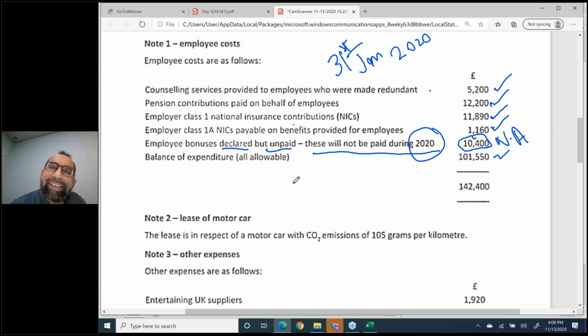But my dear students, if CO2 is less than 110, then no punishment, just ignore it. The complete lease rental is allowed. Now open your eyes and check the CO2. CO2 is just 105, so no punishment in that question. The complete rental is allowed.